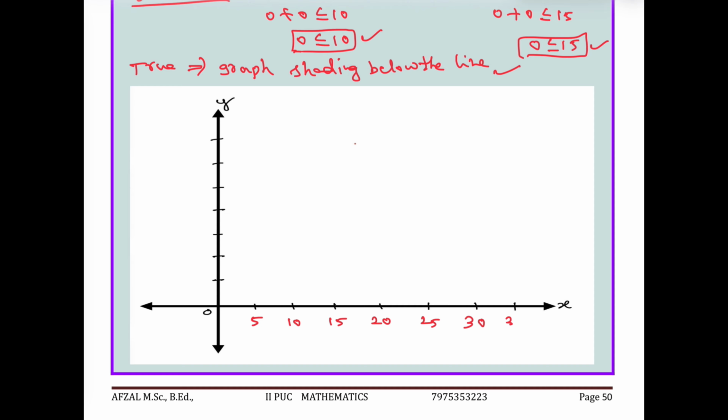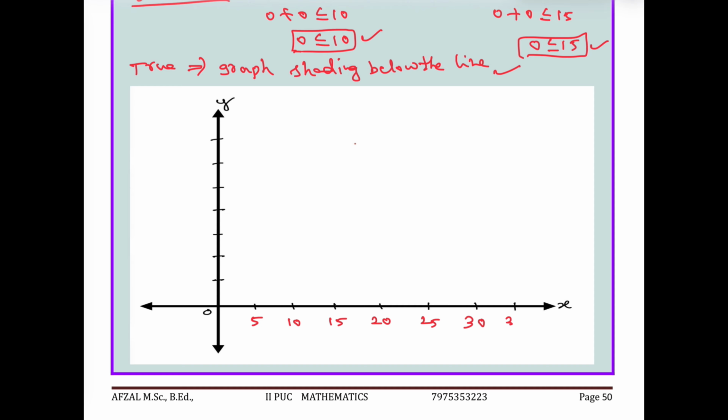Next interval 3 by 4 comma infinity. In the middle of 3 by 4 and infinity, we'll take one value, it is 1, that we have to substitute in f dash x, that is f dash 1 equals to 4 into 1 minus 3. 4 ones are 4 minus 3, 1 is greater than 0. F dash is greater than 0, f is increasing. Therefore, f is increasing in 3 by 4 comma infinity.